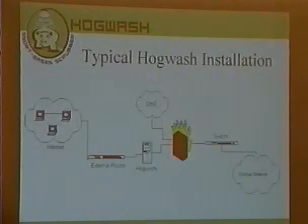Here's a typical installation. I strongly recommend that you keep your firewall. Hogwash was not designed to behave as a firewall, it's designed to behave as an intrusion detection system. What that means is it doesn't really have a lot of the features that you're used to having in a firewall. It doesn't understand making routing decisions and things like that. It doesn't do NAT, it doesn't do a lot of those sorts of things. So you'll still need a firewall.